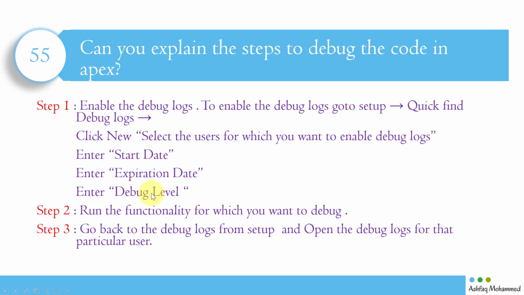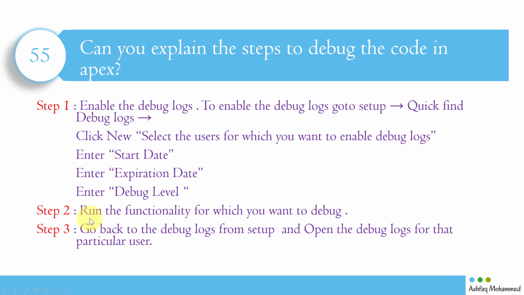As soon as you start creating these logs, you will understand what the debug level is as well. And then what you do, as a user, is run that functionality. For example, that user is getting an error when saving the account. So first enable the debug log for that user, then log in as that user and run that functionality for which you are getting a problem. Log in as that user and save that account record, because the account record is where he's getting the problem.